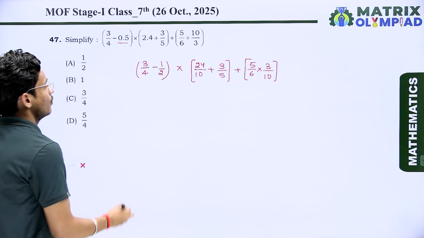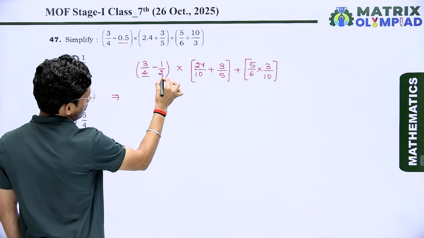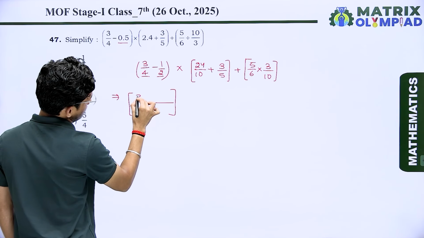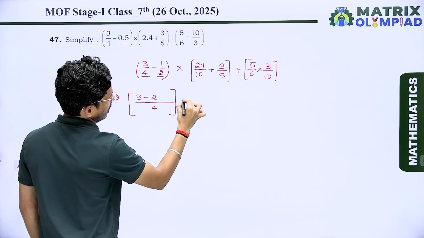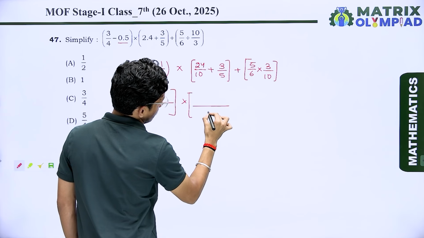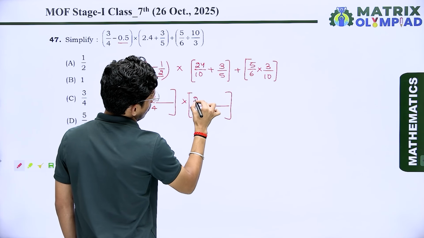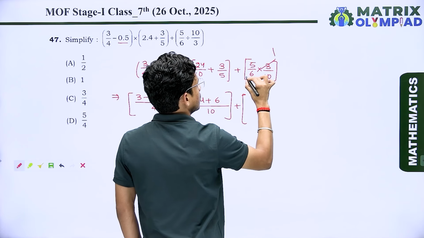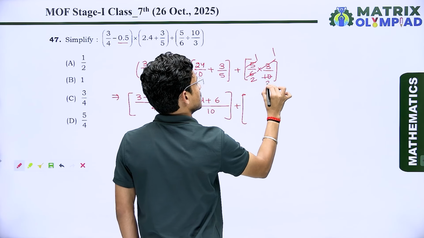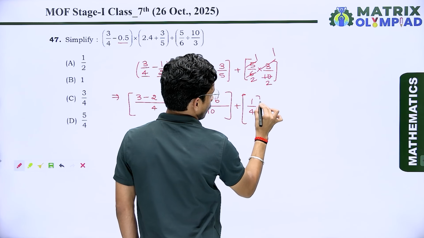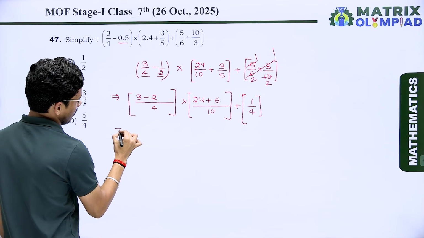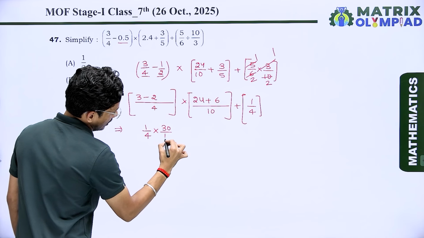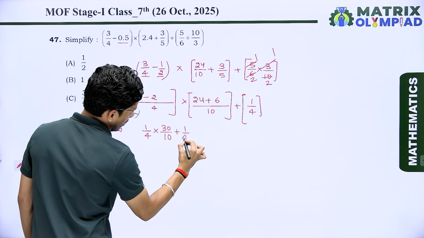So now if we take the LCM here, that is 4. So 4 ones are 4, that is 3 minus 2, multiply. Here we take the LCM, that is 10. So I can write here 24 plus 6, plus here 3 ones are 3, 3 twos are 6, 5 ones are 5, 5 twos are 10. So here I can write 1 upon 4. After simplifying it, we can say 1 upon 4 multiply 30 upon 10 plus 1 upon 4.